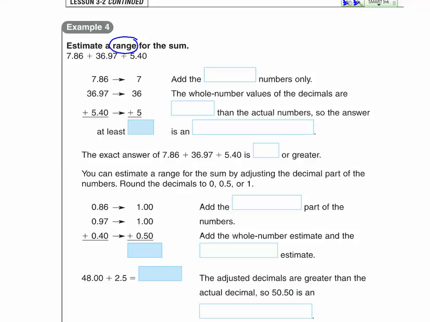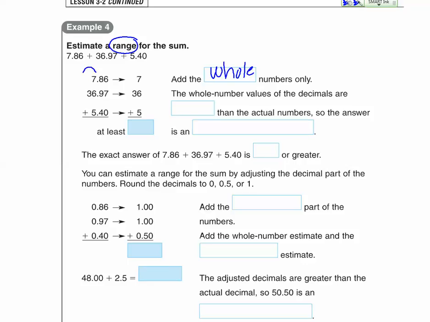So for this technique, we have to use that front-end estimation technique that we talked about at the beginning of these notes. Again, front-end estimation means that we add up the front digits and adjust based on the decimal values. So the steps for this is to add the whole numbers only. Okay, let's go ahead and do that.